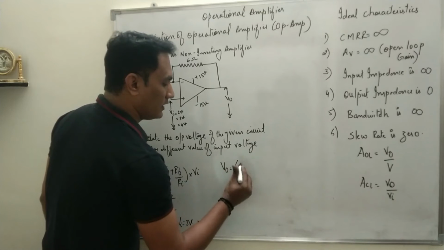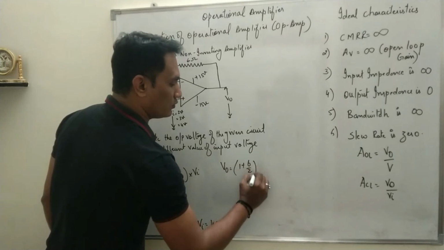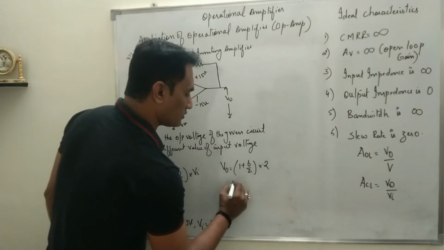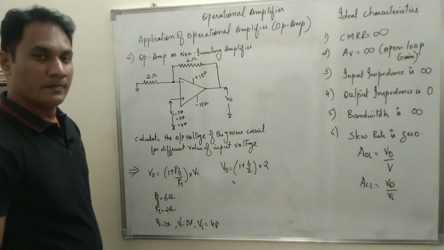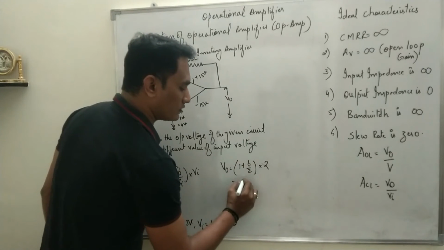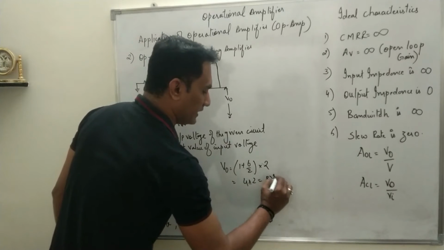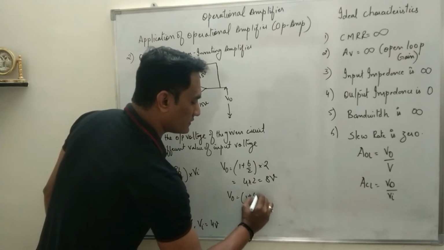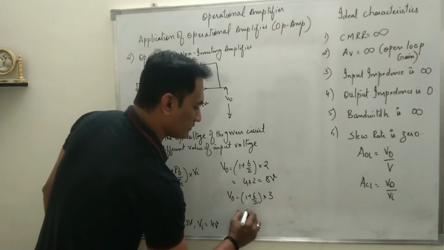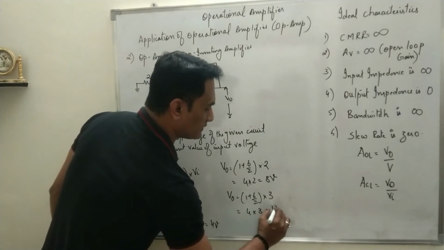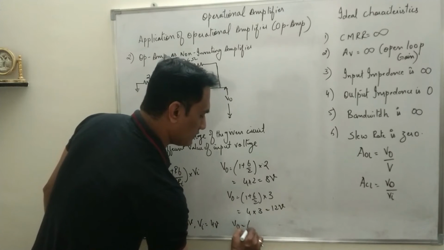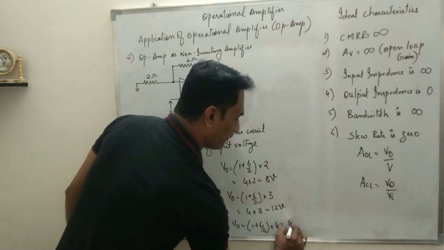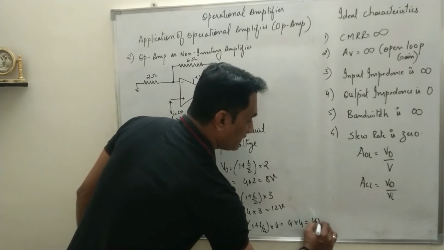So V0 is equal to 1 plus 6 upon 2 multiplied by Vi, that is, the first value of Vi is 2. So 6 upon 2 is 3. 3 plus 1 is 4, so gain will be 4. So 4 multiplied by 2, the value will be 8 volt in the first case. Next, V0 is equal to 1 plus 6 by 2 multiplied by 3. So it will be 4 into 3, that is 12 volt. And the last case, V0 is equal to 1 plus 6 by 2 multiplied by 4. So this will be 4 multiplied by 4, the value will be 16 volt.